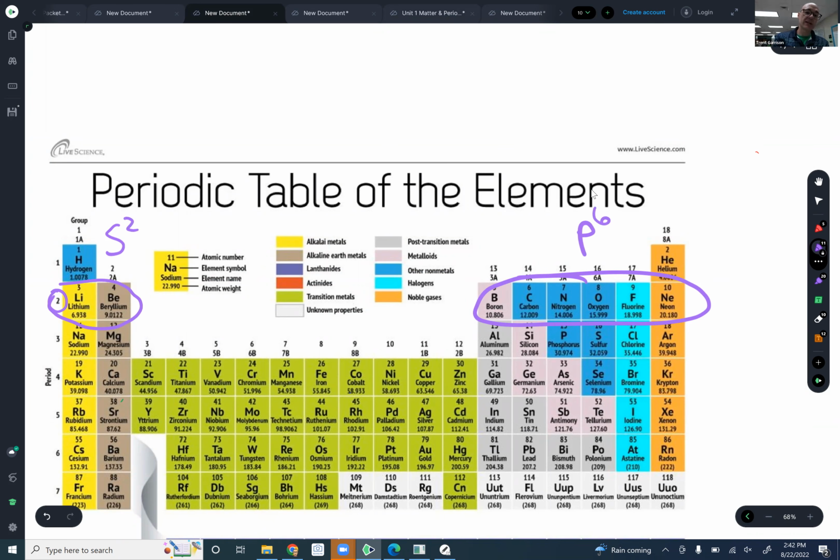So if I'm on the second energy level, I have 2s2 and I have 2p6. If I were down on the 4th energy level, they'd be 4s2 and they would be 4p6.